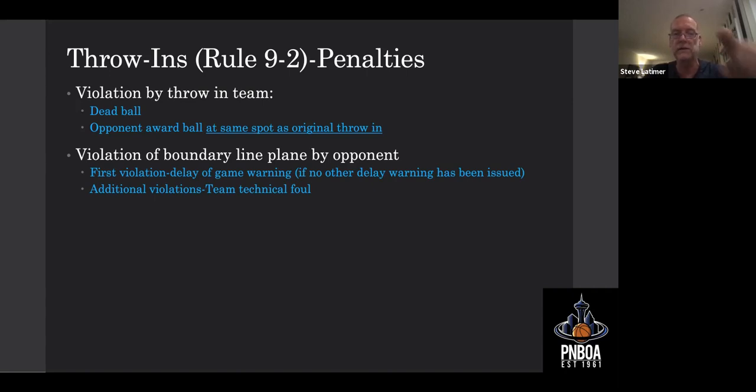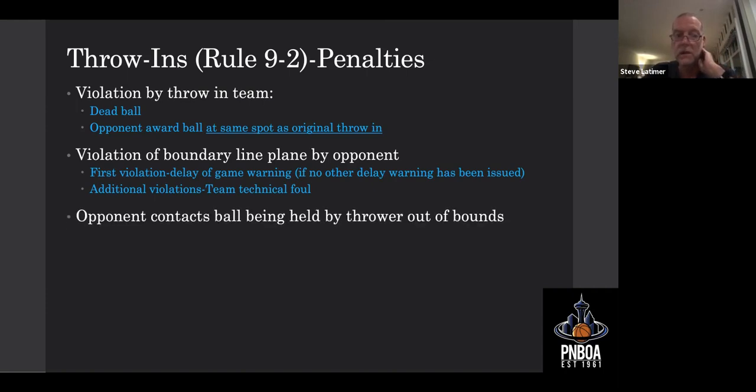Yeah, and you'll learn the difference here in Rule 10 next week. It's a team technical foul. So it's not charged against the individual player. It's just charged against the team. So opponents that hit the ball while being held by the thrower out of bounds, technical foul. And opponents hit the thrower, intentional foul. And I have to tell you, I have to remind myself all the time which is which. Hit the ball, it's a technical foul. Hit the thrower, it's an intentional foul.